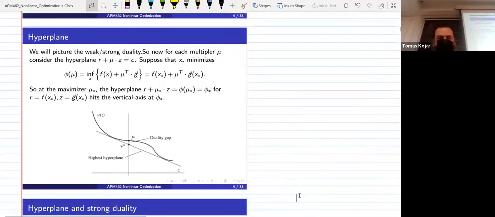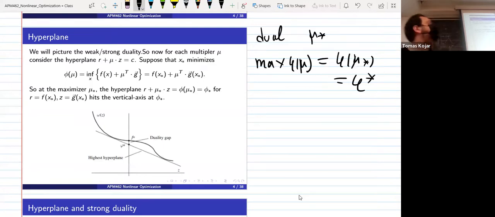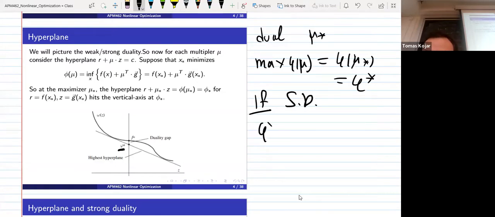So now let's see the picture. If I plug in my mu star, what happens? Let's do this carefully. You're solving two problems. In the dual, you have a mu star, so that the maximum of phi of mu is equal to phi of mu star, which we denote as phi star in the picture. This is from your textbook. So this is the lower bound. And if you have strong duality, then phi star is equal to the maximum.